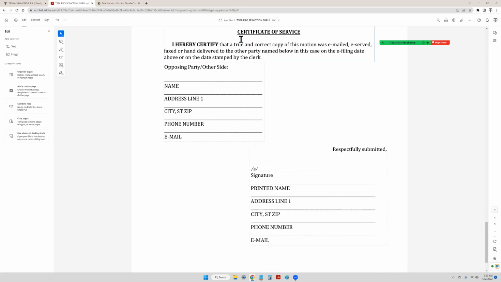Okay, this is the certificate of service. Very important that you not only include this language, but you actually do what it says. Okay, so what does it say? I hereby certify that a true and correct copy of this motion was emailed, e-served, faxed, or hand-delivered to the other party named below, in this case, on the e-filing date above or on the date stamped by the clerk.